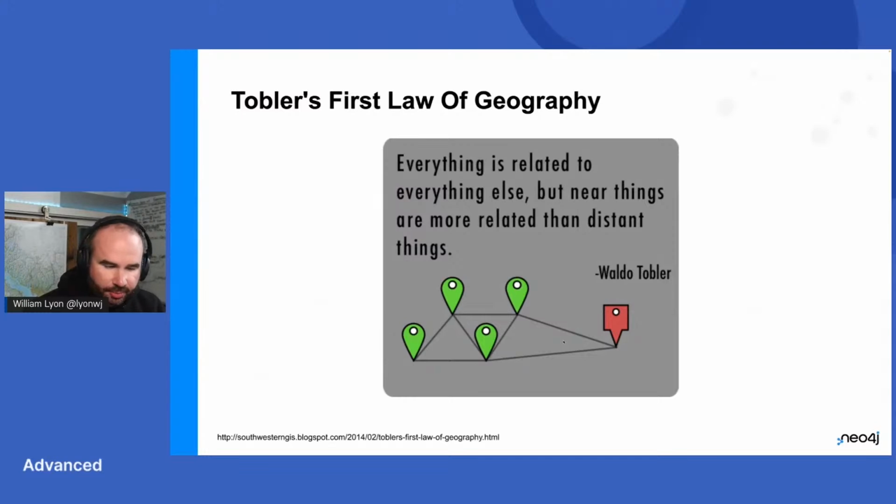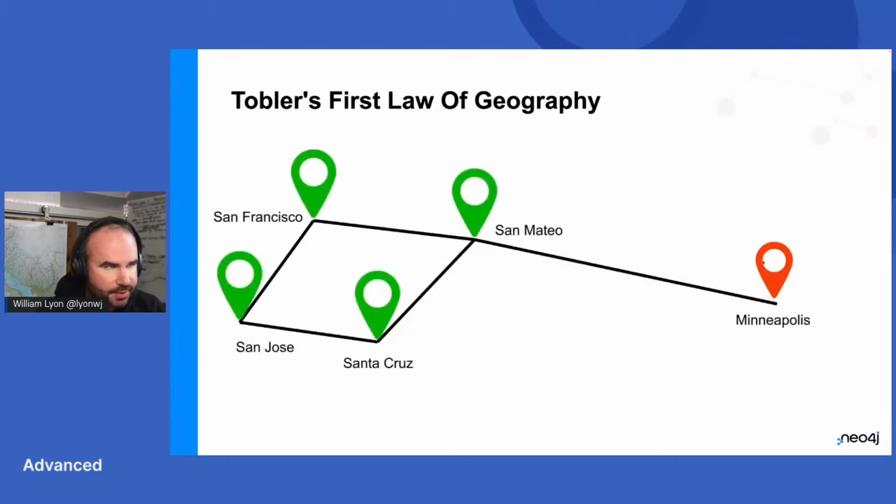So when I first started learning about GIS, one thing really stood out to me when I learned about what's called Tobler's First Law of geography. And this is that everything is related to everything else, but near things are more related than distant things. And this really resonated with me because really this is sort of graph thinking as sort of the foundation of geography and GIS.